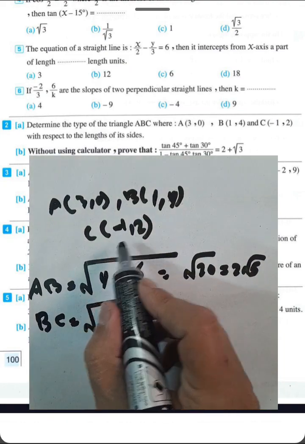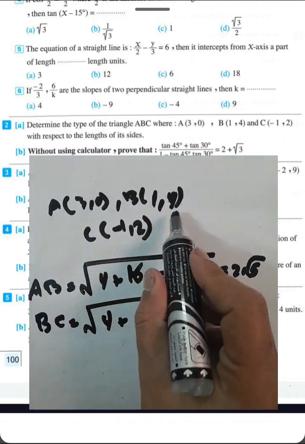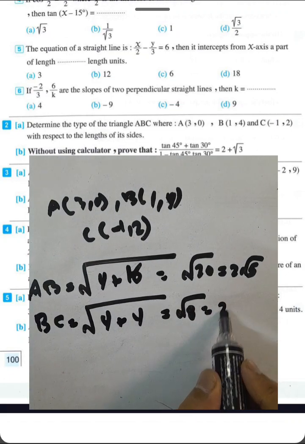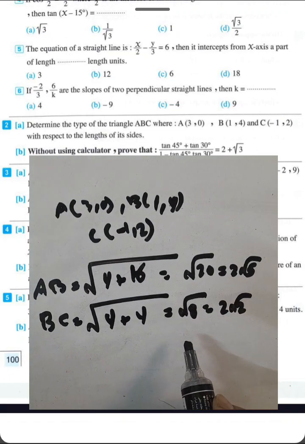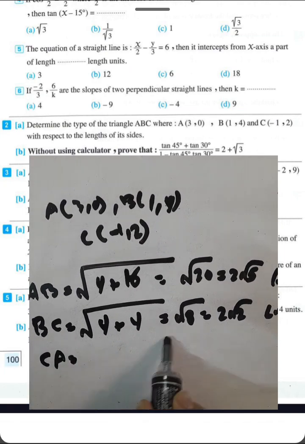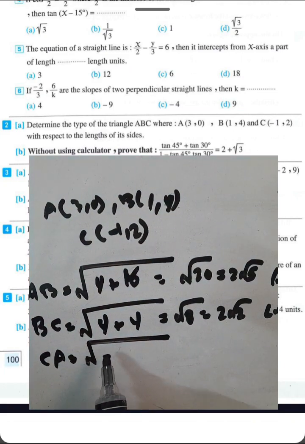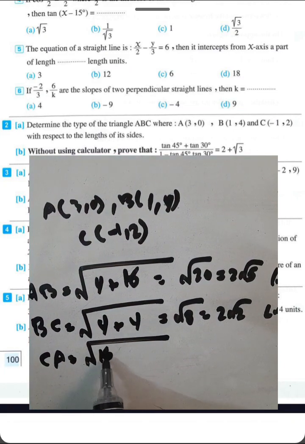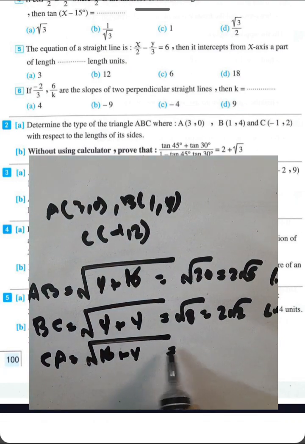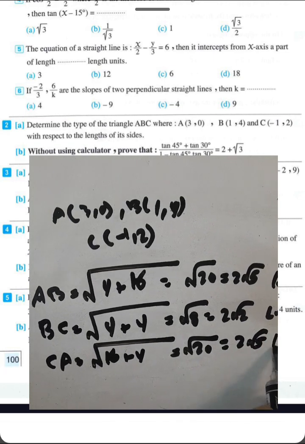B and C, the square root of 1 subtracted by negative 1, it will be 2, 2 power 2 equals 4, and 4 minus 2, 2, 2 power 2, 4. Square root of 8, it will be 2 root 2 length unit. Okay, and C and A, negative 1 minus 3, it will be negative 4 power 2, it will be 16, and 2 minus 0, 2 power 2, 4, root 20, it will be 2 root 5 length unit.